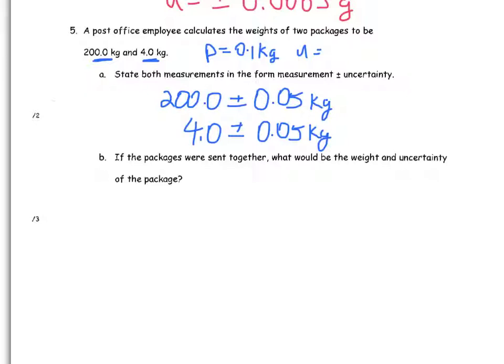Okay, voila. Next, if the packages were sent together, what would the weight and uncertainty be of the package? Okay, well, if we put them together, we'd add up 200 plus 4 is 204.0. What about the plus minuses? Well, each of those is itself an error. The first one is 0.05 and the second one is 0.05. I add those two together and that happens to just give me 0.10 kilograms.